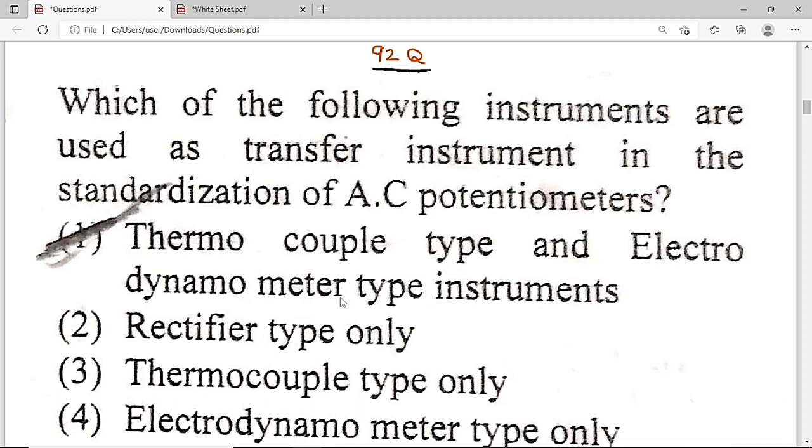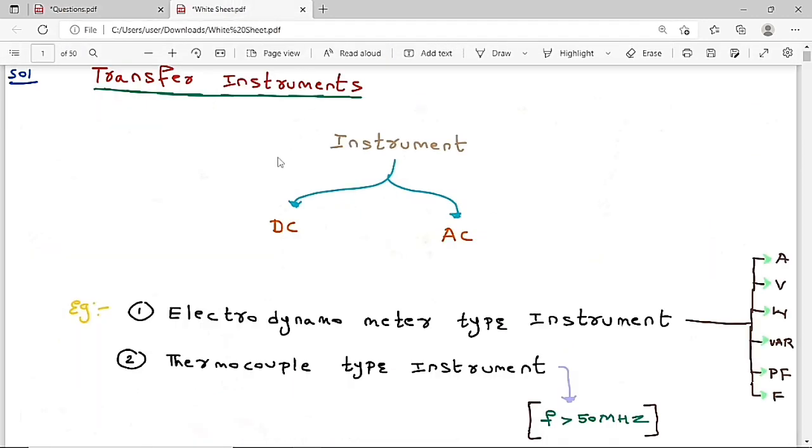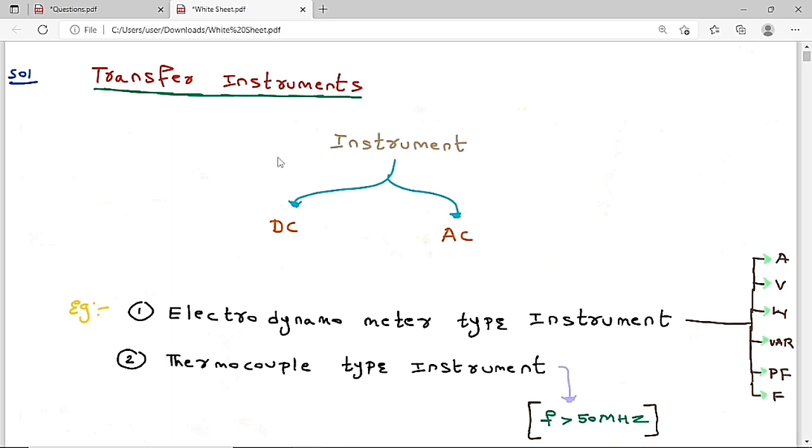Of all these four options, option A is the correct solution of this question: thermocouple type instruments as well as electrodynamometer type instruments are used as the transfer instruments in the standardization of AC potentiometers. Let me explain in detail. What is the meaning of transfer instrument? Suppose I design an instrument to measure a DC value, and without any modification I use it to measure an AC quantity, and there is no error. The accuracy is the same in both DC and AC measurement. Then those types of instruments are called transfer instruments.